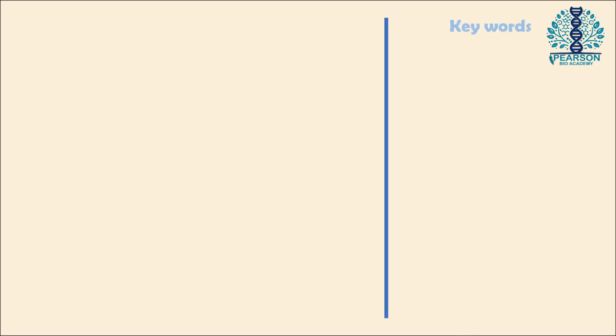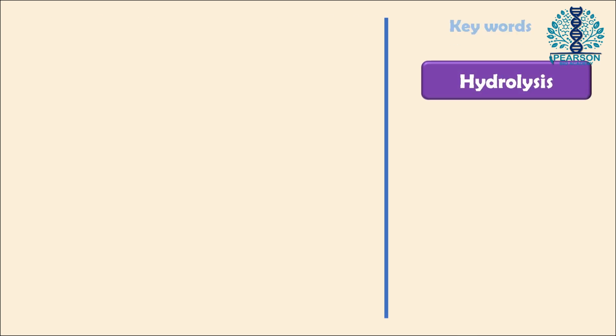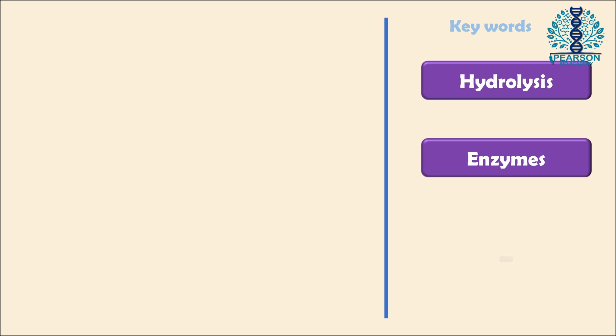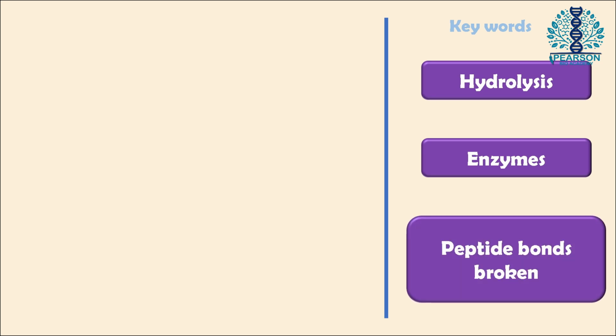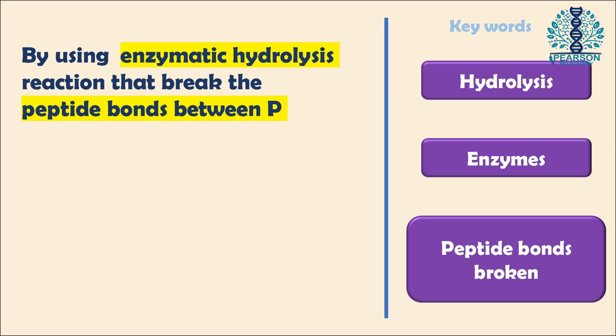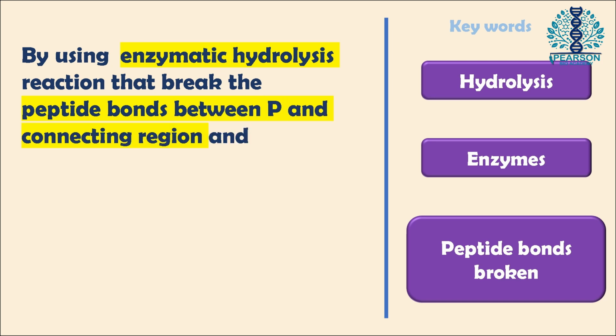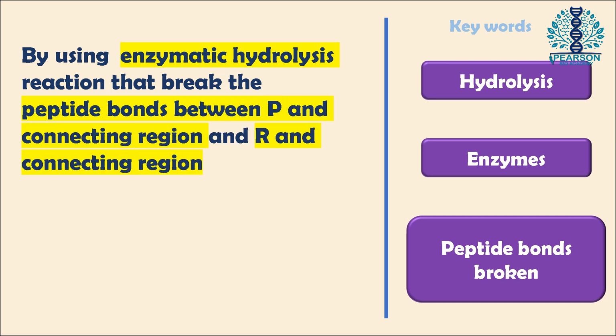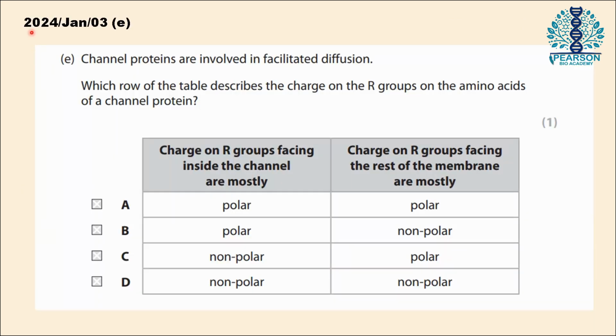The keywords are hydrolysis, enzymes, peptide bonds broken. And you can write your answer like this. By using enzymatic hydrolysis reaction that break the peptide bonds between P-N connecting region and R-N connecting region, insulin is being synthesized. The next question is from 2024 January paper.